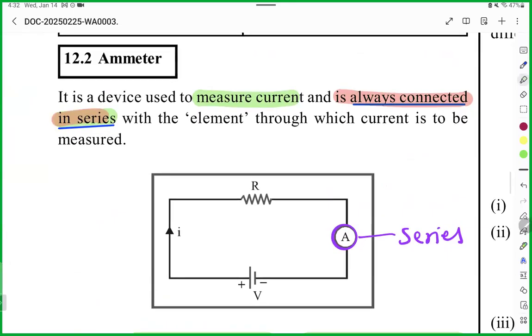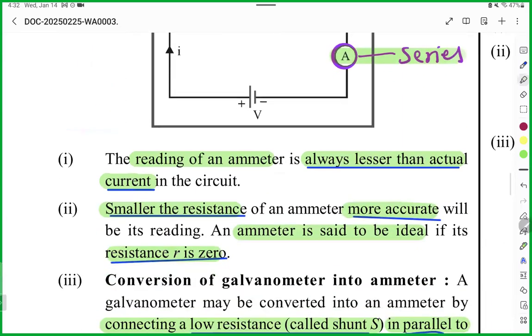An ammeter measures current and is always connected in series with your load. The reading of the ammeter is always less than the actual value because some current is taken by the instrument itself. A small resistance makes the ammeter more accurate in its reading, so an ideal ammeter should have minimum internal resistance.